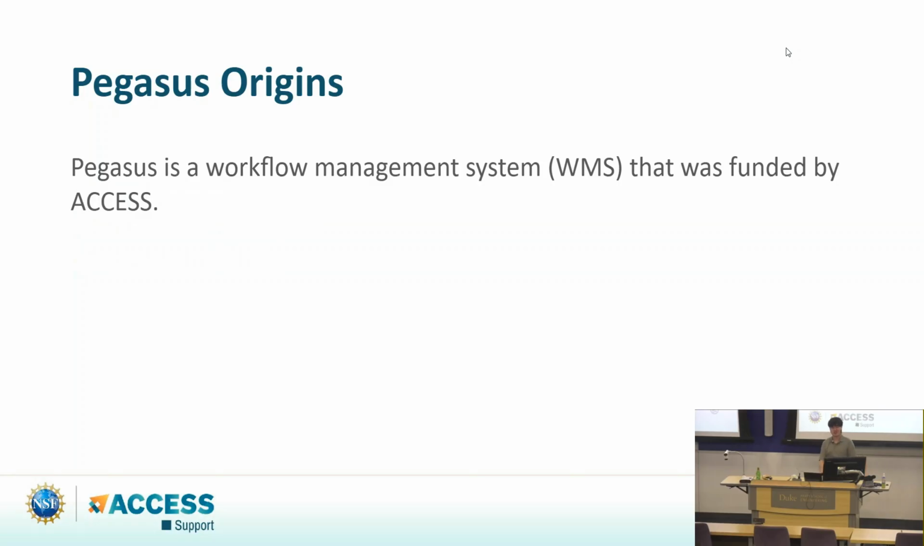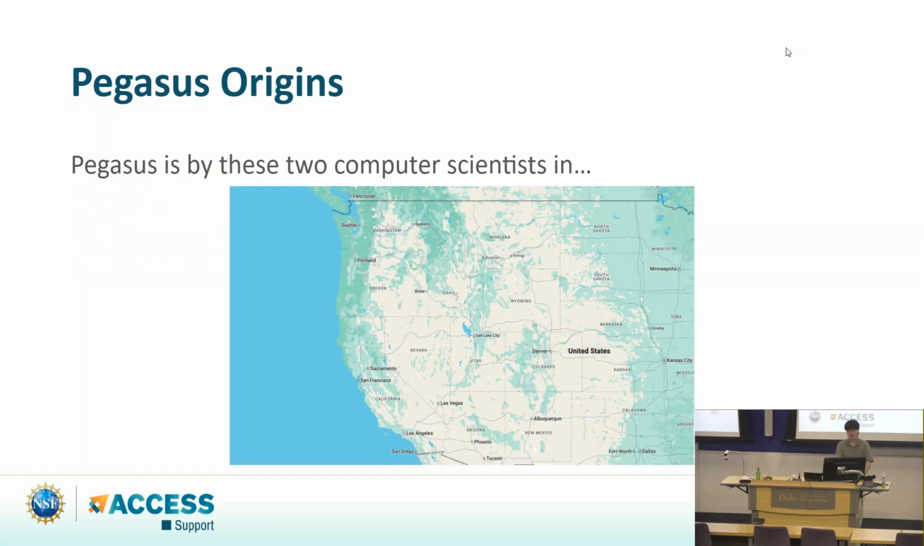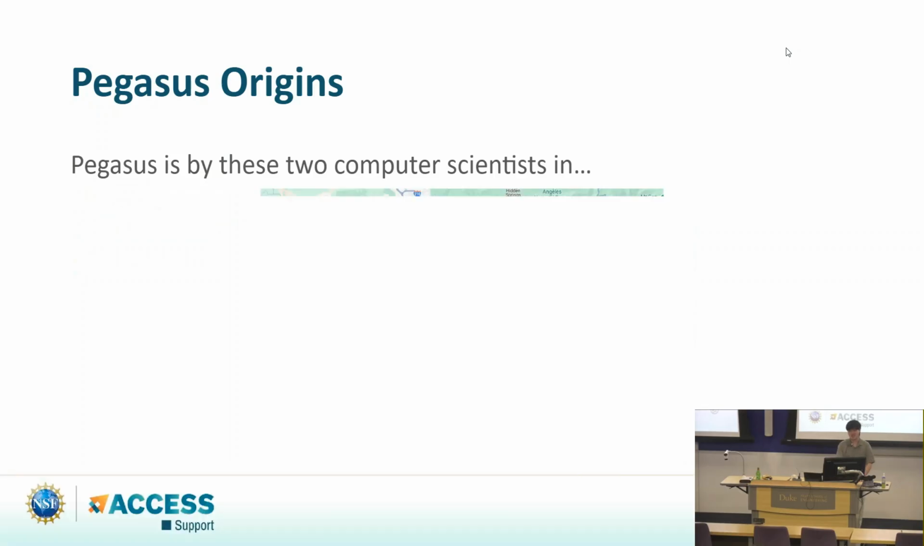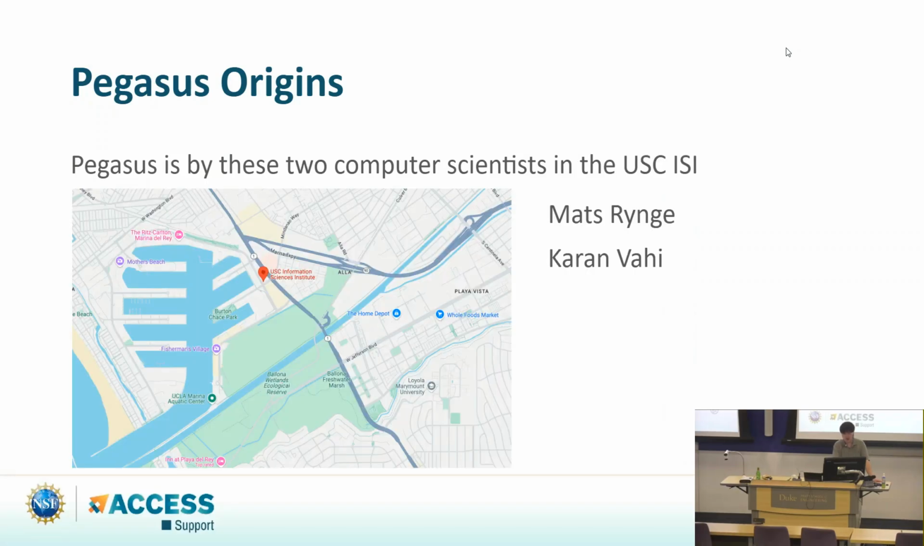So Pegasus originated as, like I said, a workflow management system. It's funded by Access, and it originated somewhere in the USA. These two computer scientists, if we zoom into the western half of the United States and zoom into California and zoom into the Los Angeles area in Orange County, you'll find a little school called the University of Southern California. And it's by Mats Ringe and Karan Vahi, and one of their flagship achievements as computer scientists is this Pegasus workflow management system.